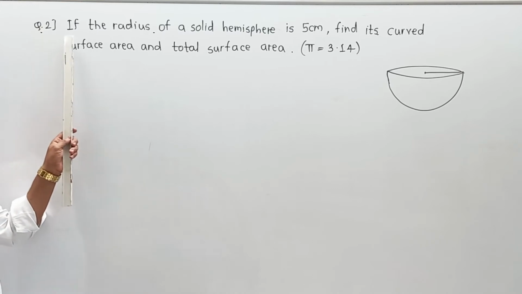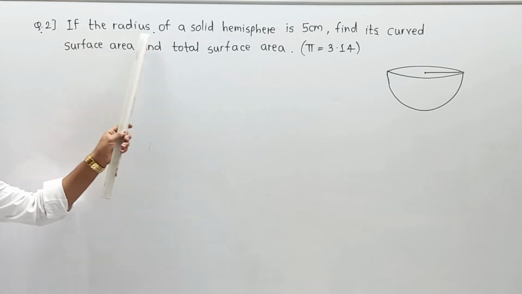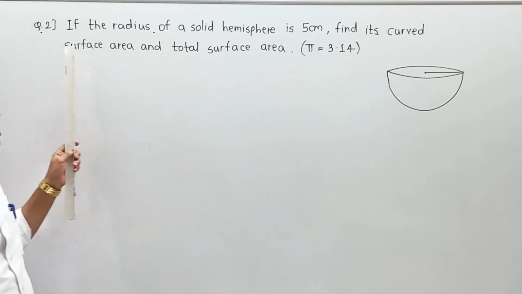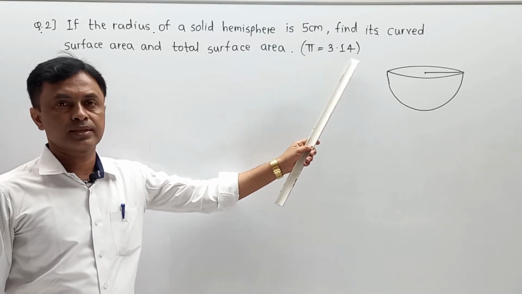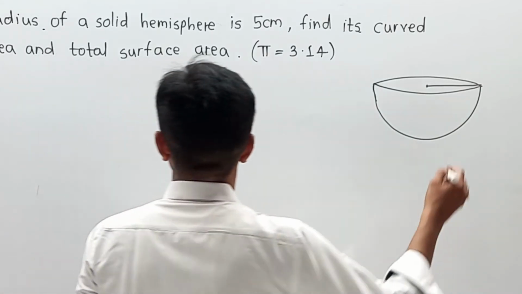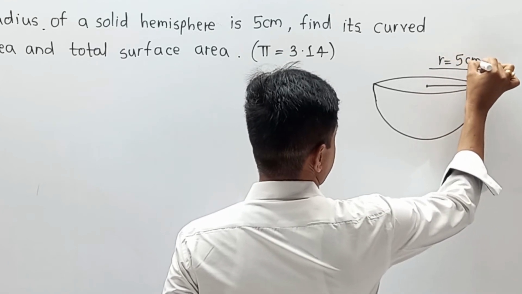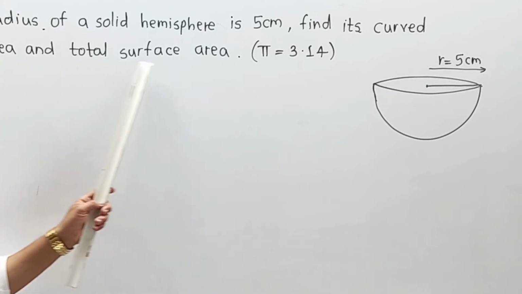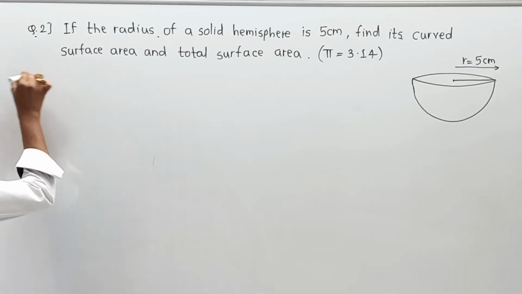Now moving to question number 2, and the part is: if the radius of a solid hemisphere is 5 centimeter, find its curved surface area and total surface area, where pi is 3.14. Means they have given us a solid hemisphere having a radius 5 centimeter. Here radius r is 5 centimeter. Then we are supposed to calculate its curved surface area and then total surface area. One by one I am going to solve both parts. Please pay attention.